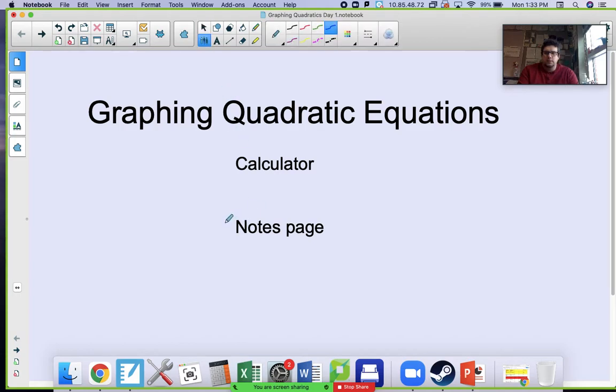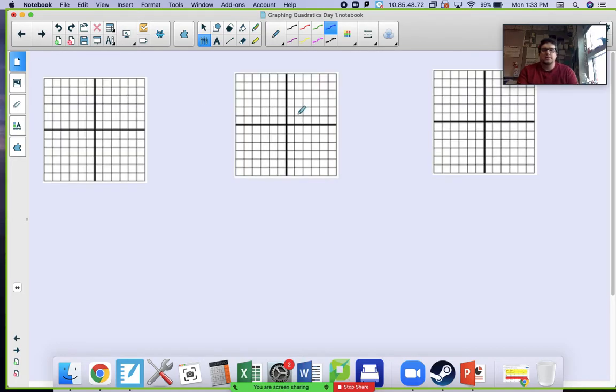Today there's a notes page on Google Classroom that we used, and we'll definitely want a calculator. Quadratics ends up being our second type of function that we've studied this year. We've studied linear. We're currently on quadratics. And we're going to finish up the year with exponentials.